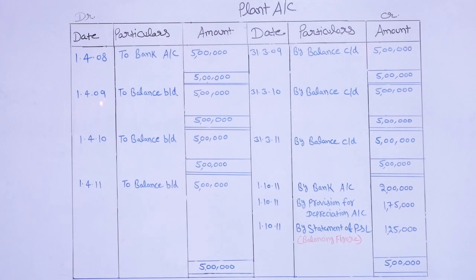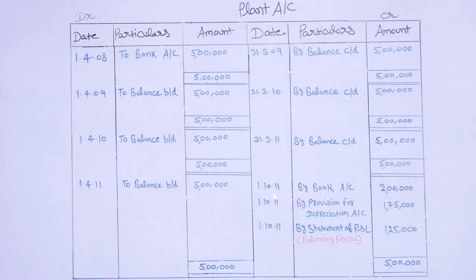On 1st April 2009, to balance brought down 5 lakh. There is no sale or purchase in the second year. 31st March 2010, by balance carried down 5 lakh, and in this way we will do it for all the years. This balance will again be brought down to the next year. On 1st April 2010, to balance brought down 5 lakh rupees, and there is no sale or purchase in the third year also. 31st March 2011, by balance carried down 5 lakh, and this balance will be brought down to the next year. On 1st April 2011, to balance brought down 5 lakh.